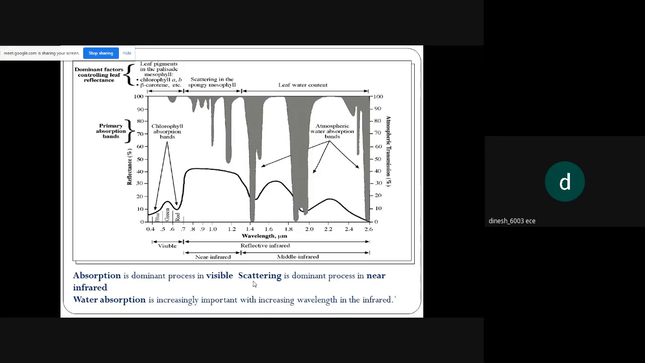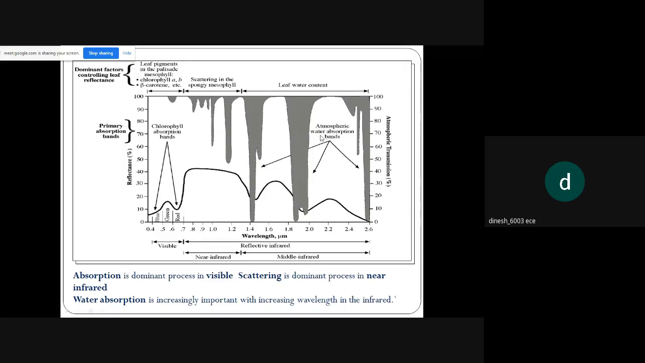So here you can see the atmospheric transmission versus wavelength. There are different regions: the visible region and the reflective infrared region, which is divided into the near infrared region and the middle infrared region. The chlorophyll absorbs the red and blue bands, and it reflects green. That is highlighted here as the chlorophyll absorption bands. So that shows the green structure or nature of your vegetation.